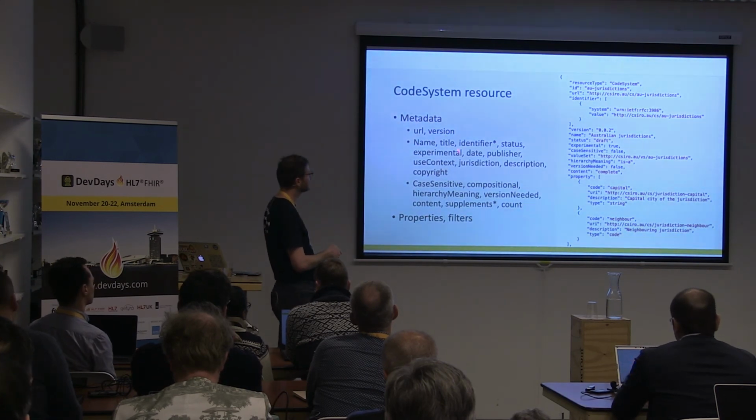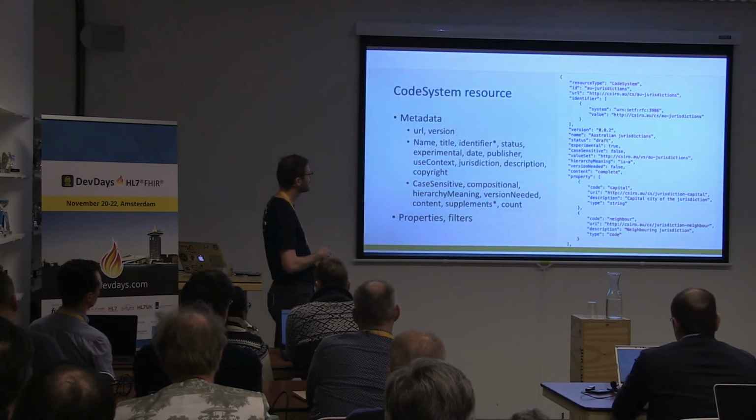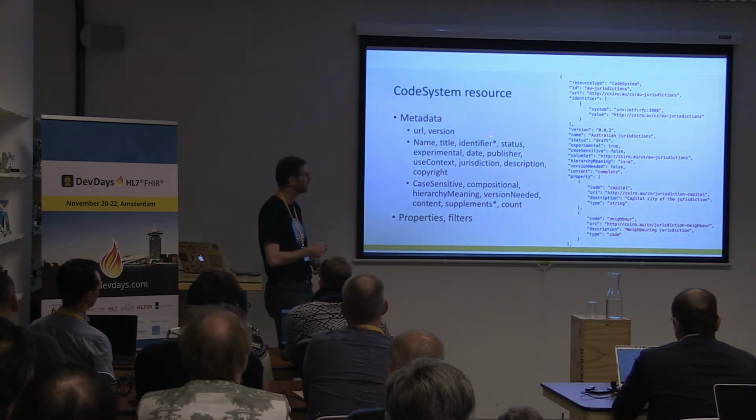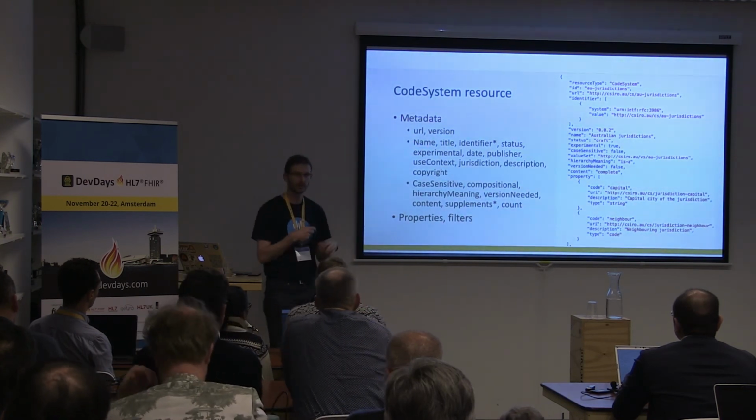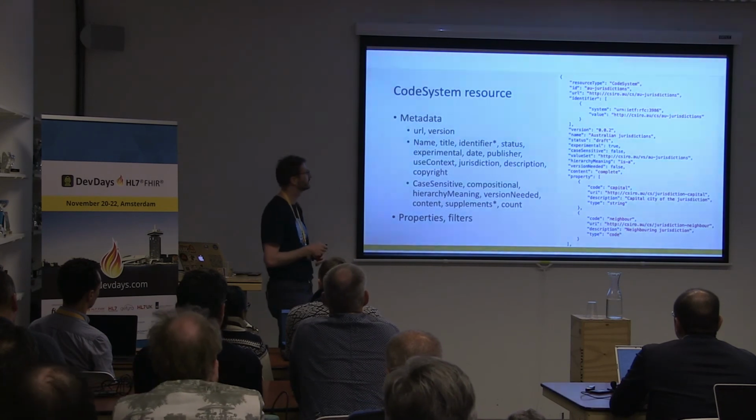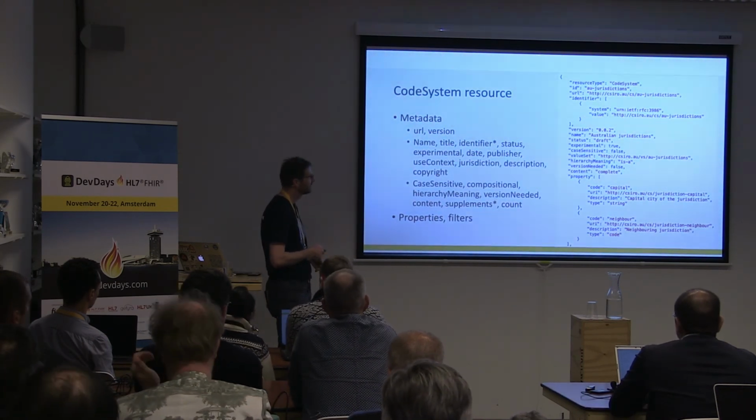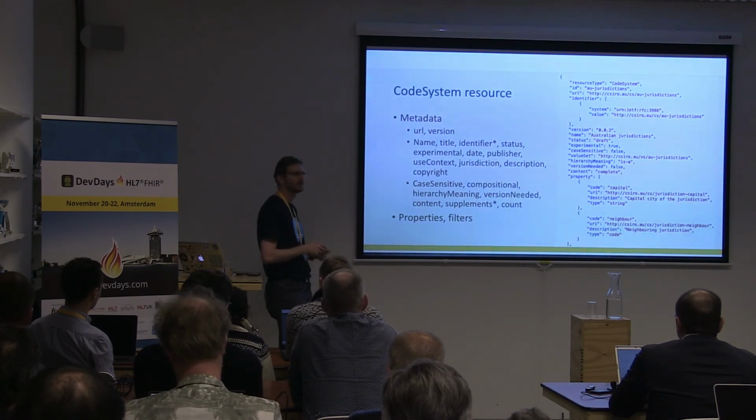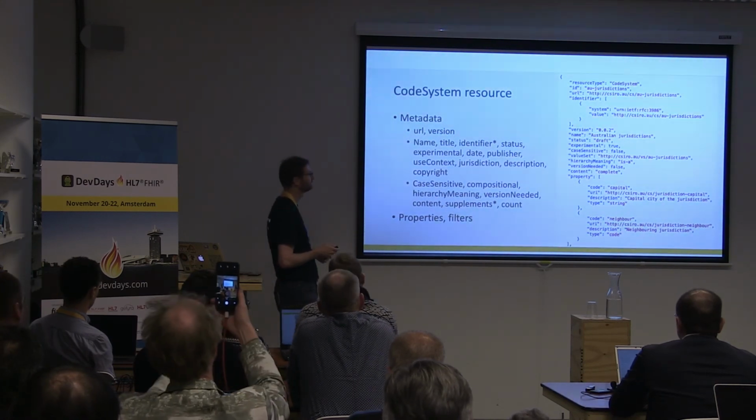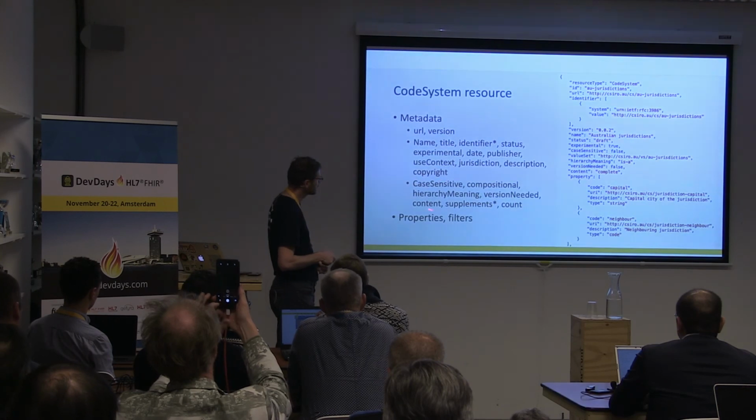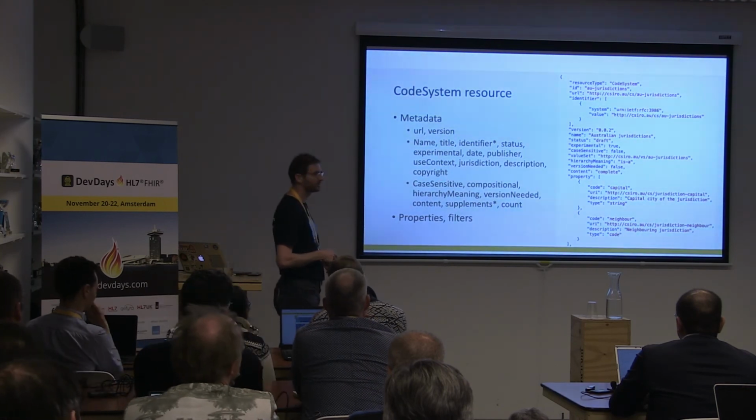There's a whole bunch of metadata about the code system, so name and title. Identifiers: in R4, you can provide multiple identifiers for a code system, which is a change. Status, experimental, date, publisher, etc. These don't change the way the operations function. Some of these properties do change the way the operations function.